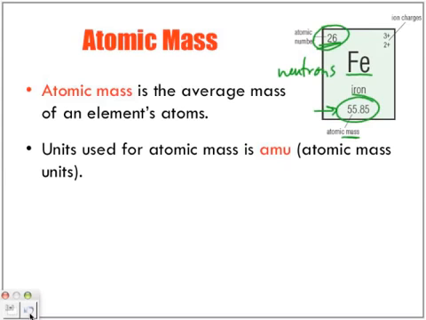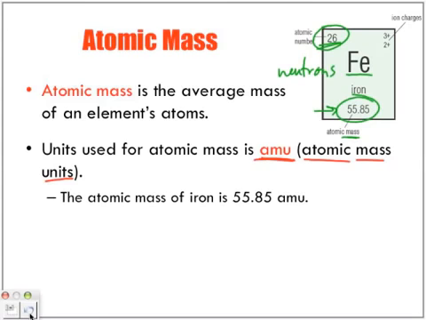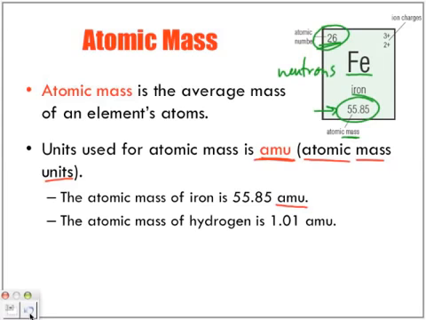Now, the unit used for atomic mass is AMU. That stands for atomic mass units. So, 55.85, if we want to put a unit to it, you know how we put centimeters, meters, kilometers, hours, seconds, grams, right? So there are units that are associated to atomic mass, and we use AMU. So the atomic mass of iron is 55.85 AMU. That's the unit that we use. The atomic mass of hydrogen, if you look at the periodic table, is 1.01 AMU. We don't put the AMU on the table, but you should know that those are the units that we use for atomic mass.